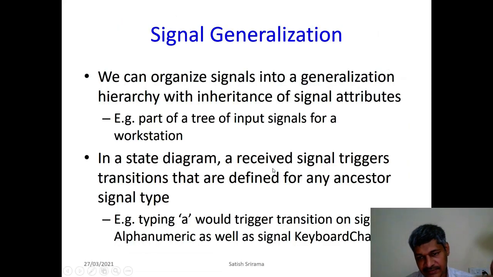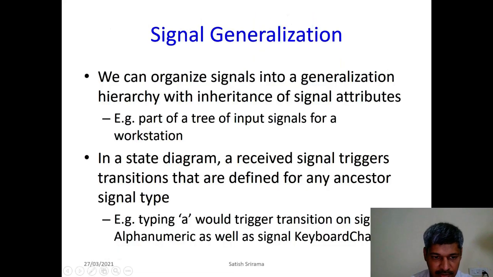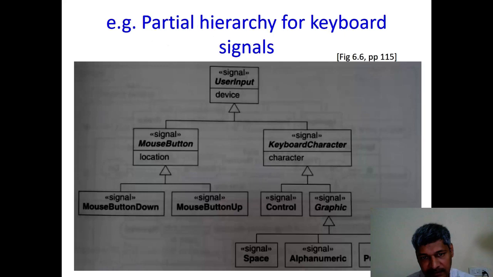In a state diagram, a received signal triggers the transitions that are defined for any ancestor signal type. That means typing an A would trigger the transition on signal alphanumeric input, as well as signal graphic, as well as signal keyboard character. So if I'm typing an A, we are triggering all of these, a complete hierarchy. That's what we are saying: in a state diagram, a received signal triggers transitions defined for any ancestor signal type. That's about signal generalization.